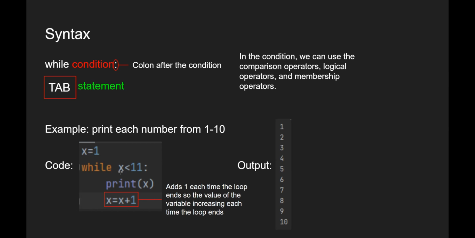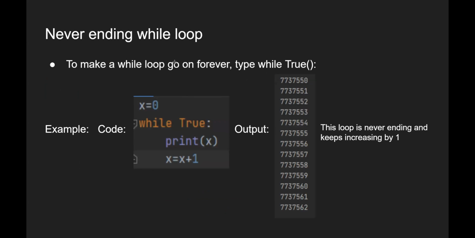So it goes to 2. Now we check if 2 is less than 11. That's true. And then we keep doing that until it hits 10. And when it hits 10 and then adds 1, we see 11 is not less than 11, so this will be false and then the code will continue. If we want a never ending while loop, we do while true.